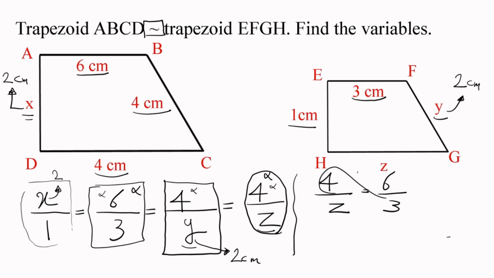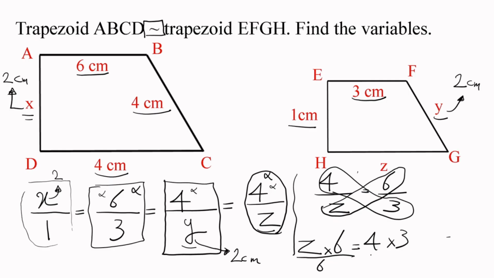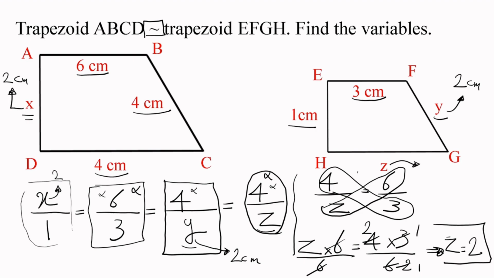Again, cross products. These two must be multiplied by each other and these two must be multiplied by each other. So z times 6 is equal to 4 times 3. Dividing by 6 to make the coefficient of z 1. These two will be cancelled by each other and I can simplify it by 3, 1, 3, 2. Again, 2, 1 and 2, 2. So z will be equal to 2. And this is the only correct answer of this example. Let me erase the board.